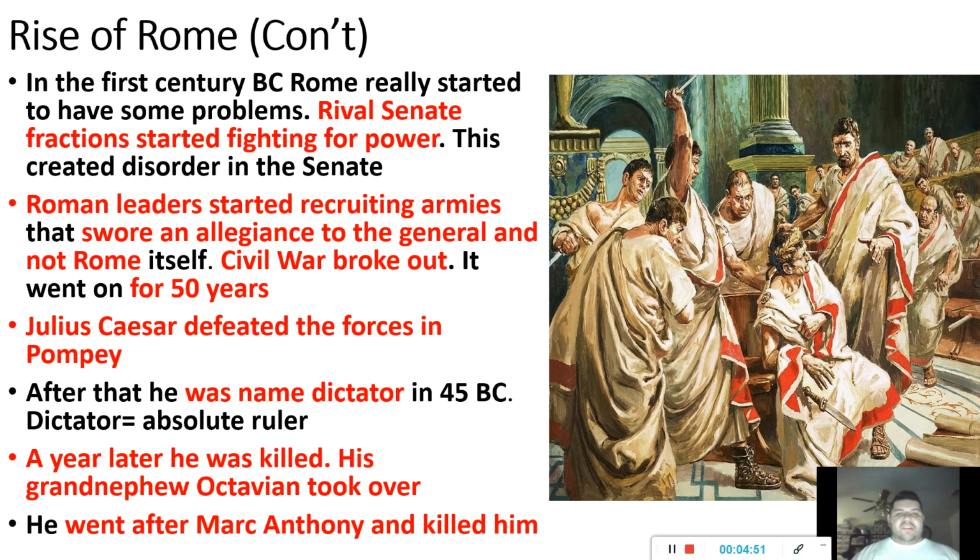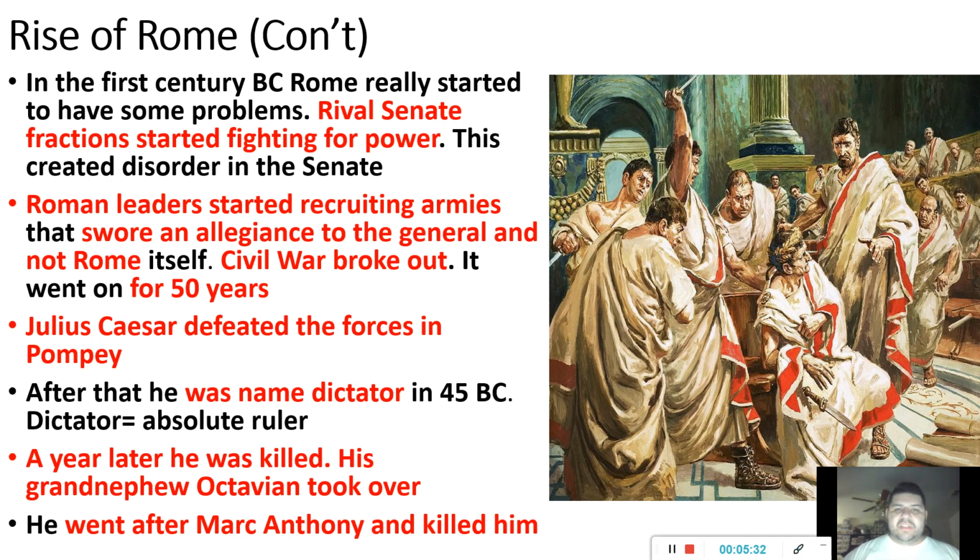So in the first century BC, about 100 BC, Rome really started to have some problems. Rival senators started forming groups and fighting for power. If you've seen how politics are nowadays with the Republicans and Democrats, it's basically the same type of thing. This created disorder in the Senate, to the point where they were no longer getting things done; they were fighting each other, trying to stop one another from gaining power, as opposed to doing what's best for Rome.